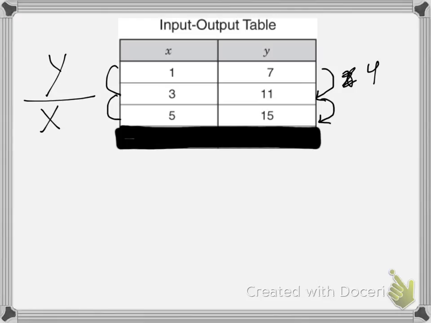On the x side, we see the change from 1 to 3 and the change from 3 to 5. So 1 to 3, this is a change of 2 and 2. So the change in y is 4 over the change in x of 2 gives us a slope of 2.